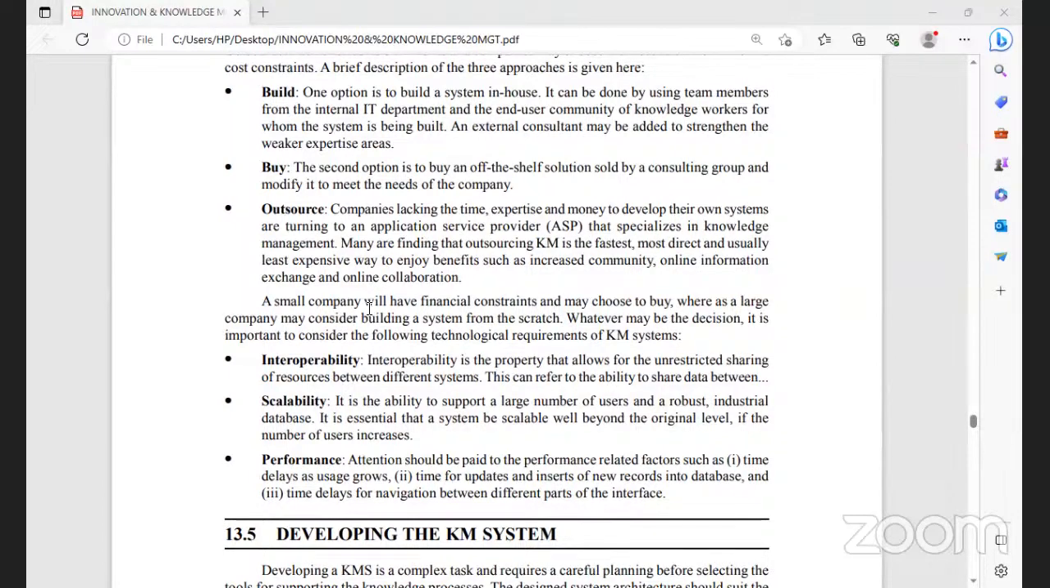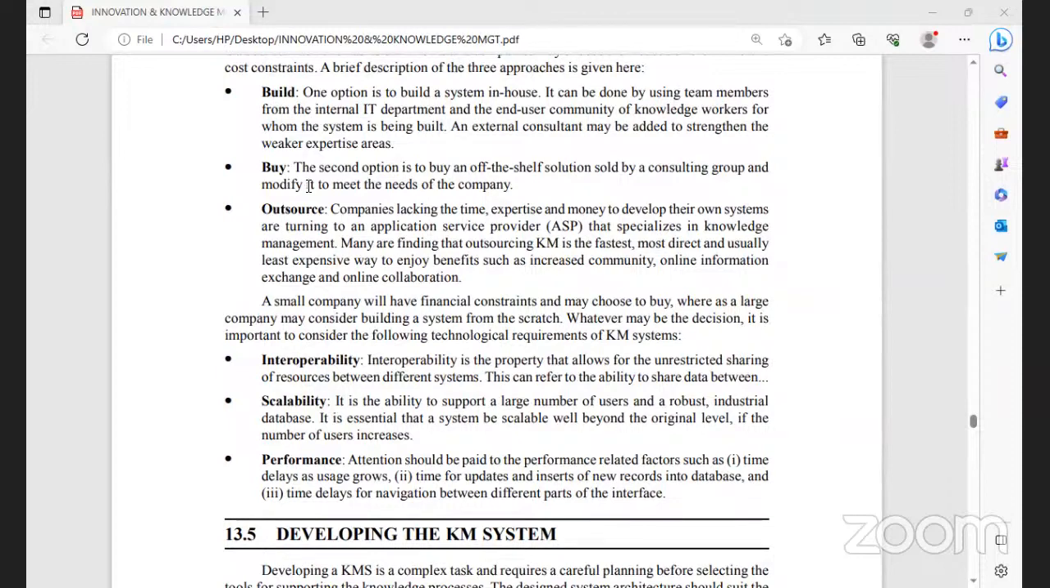Many are finding outsourcing knowledge management is the fastest, most direct and usually least expensive way to enjoy benefits such as increased community, online information and exchange with respect to online collaboration. Means outsourcing the activities related to particularly service orientation in application areas can be done as an integrated option of build along with the outsource.